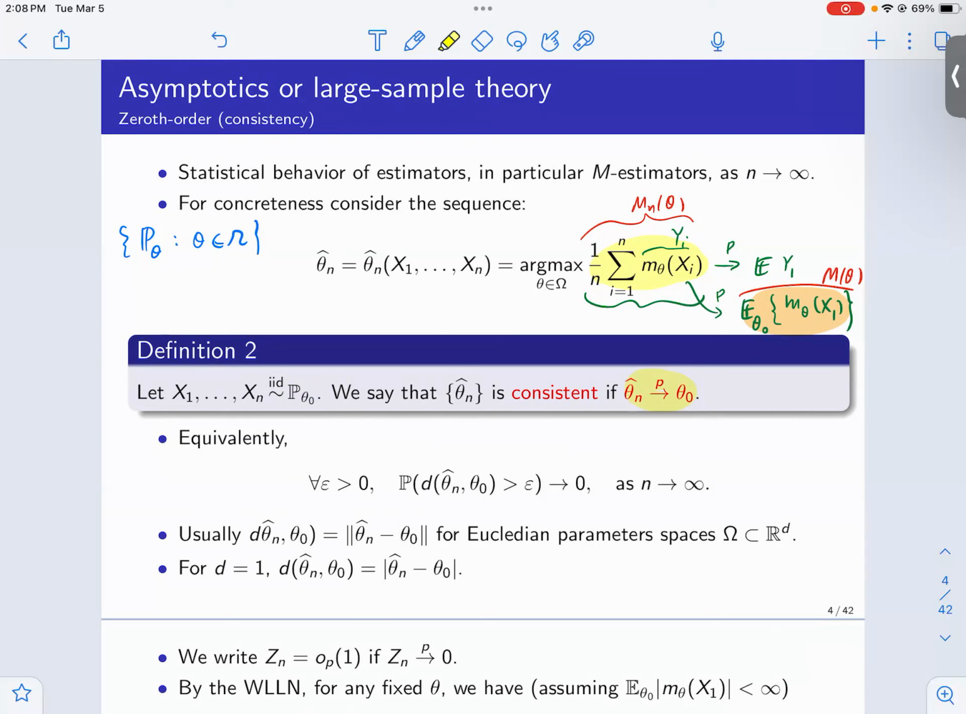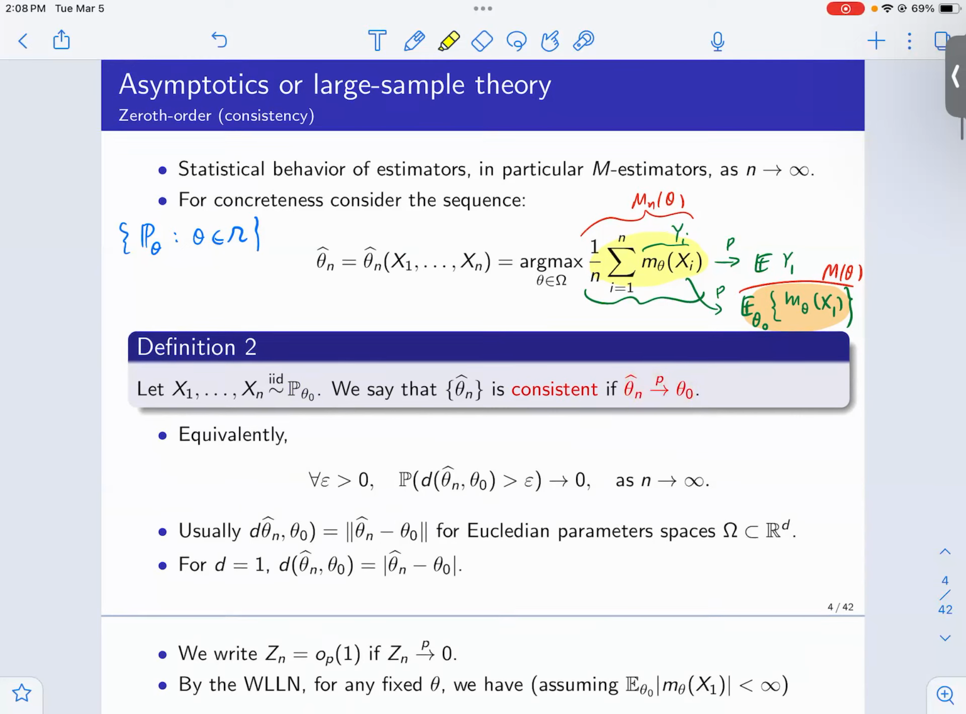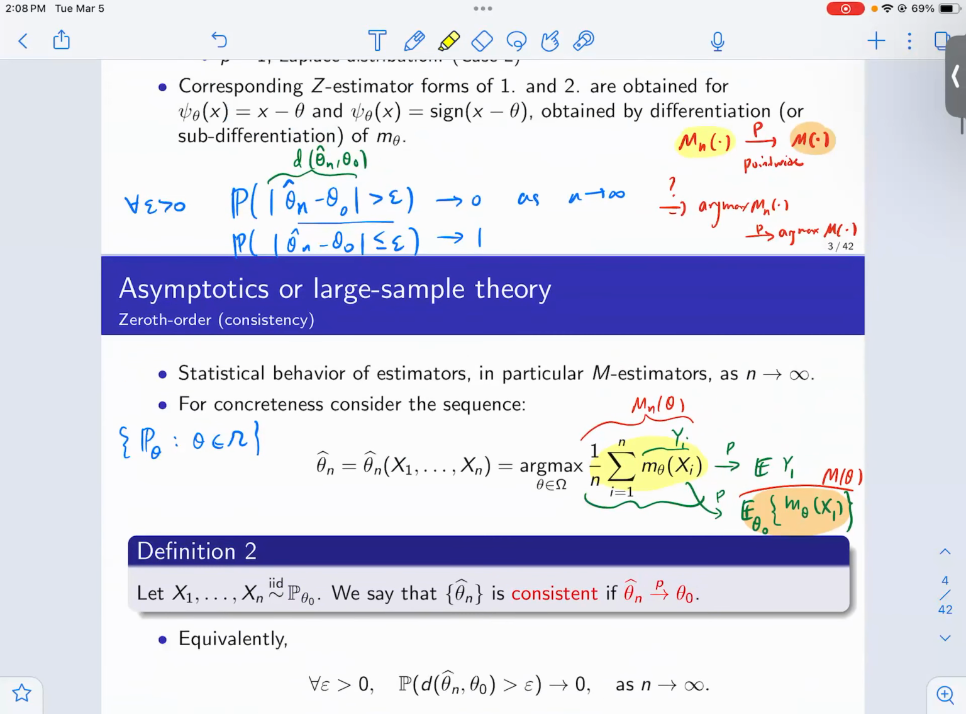So what we want basically is that the probability, let's say in the univariate, scalar case, the probability that theta hat n minus theta naught in absolute value is bigger than epsilon goes to 0 for any epsilon. So what this means is that if I take a neighborhood, this is basically a probabilistic version of the epsilon-delta definition of the limit.